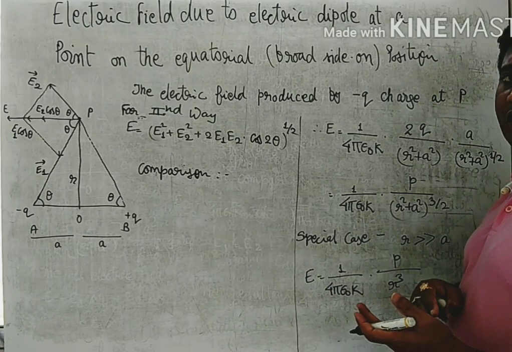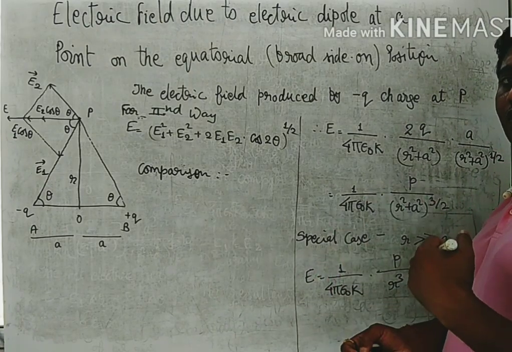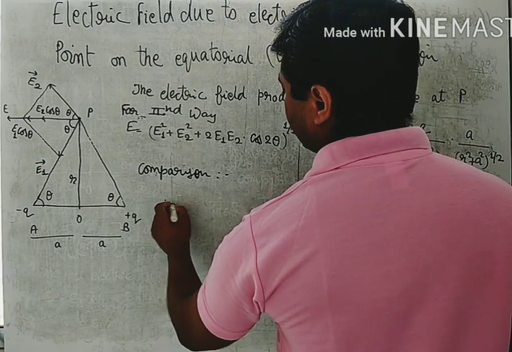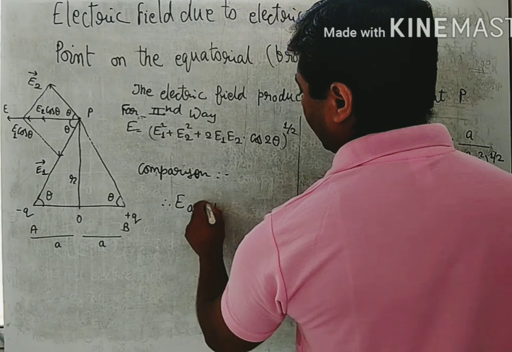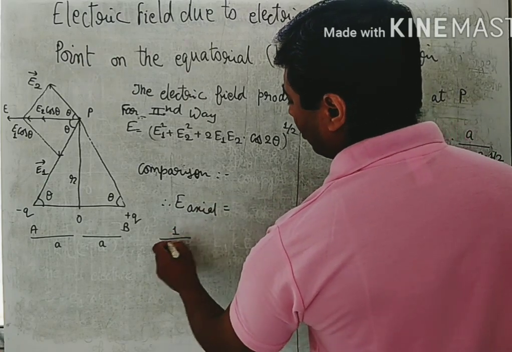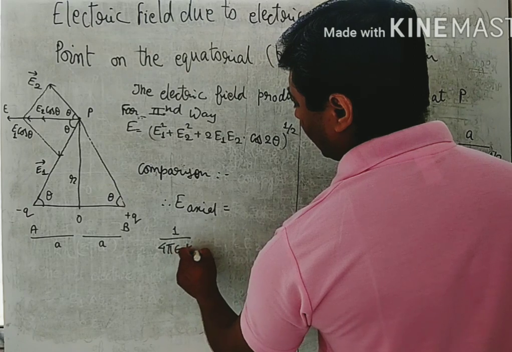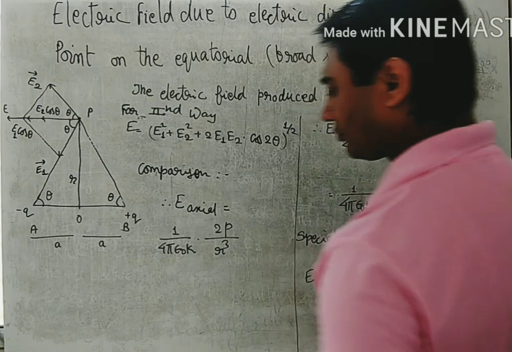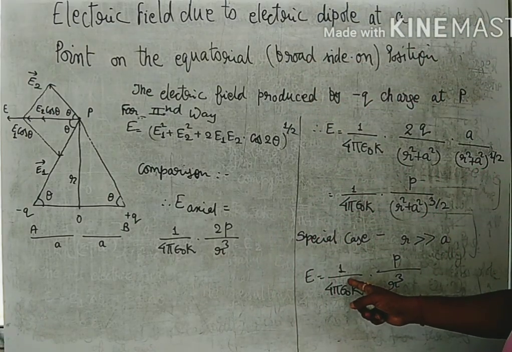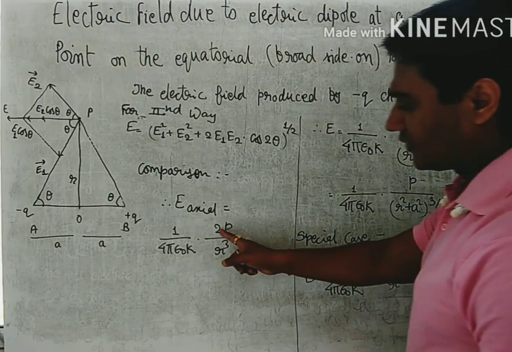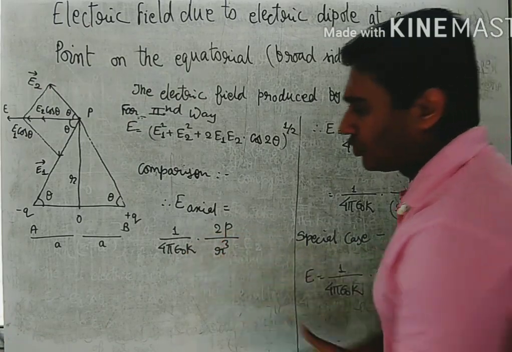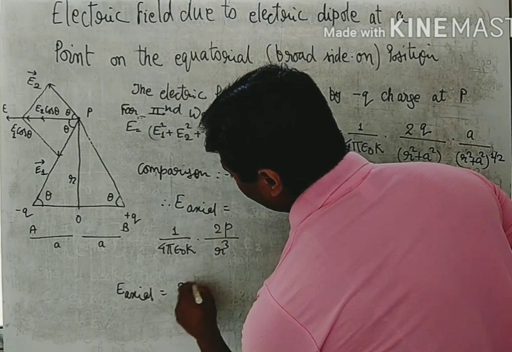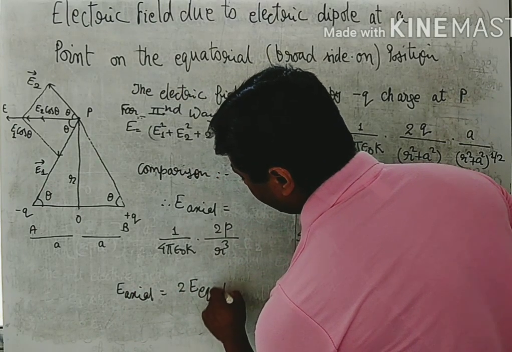Now we can have a comparison between the axial electric field intensity of a dipole and the broadside on, that's the equatorial electric field of a dipole. Since E axial we had equal to 1 upon 4 pi epsilon naught K into 2p upon R cube, and this is E equatorial, this is just the double of E equatorial, so we can write E axial equal to 2 times E equatorial.